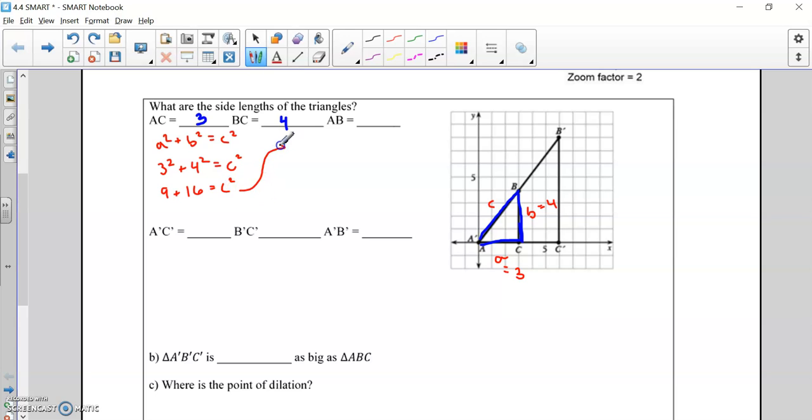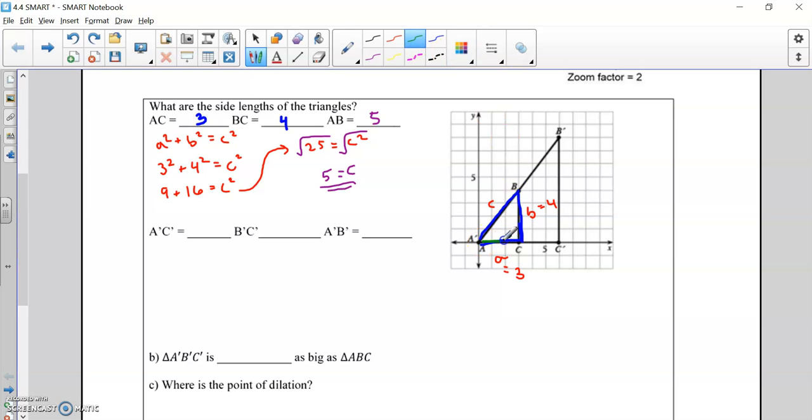And just continue to simplify. So 9 plus 16 is 25, and this is where we end up. Remember the last step that I told you will always happen in a Pythagorean theorem problem, which is to square root both sides. Once you do that, you find out that C is equal to 5. So we're going to put a 5 here. Now that we've done that, we can move on to the bigger triangle.